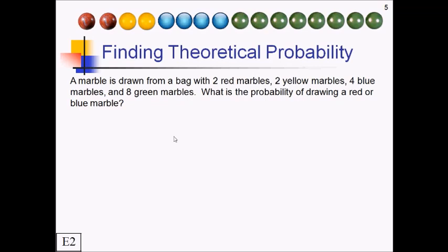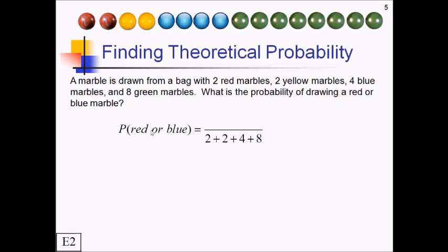So pause the video and see if you can figure out that probability using whatever expression of it you want, based on what we saw before. Okay, so again, we need favorable outcomes over possible outcomes. To find the possible outcomes, we need to add up however many marbles there are, because each of these different types of marbles is a possible outcome. So we've got 2 plus 2 plus 4 plus 8, and we'll just put that on the bottom of our fraction. And again, we're now trying to find the probability of red or blue.